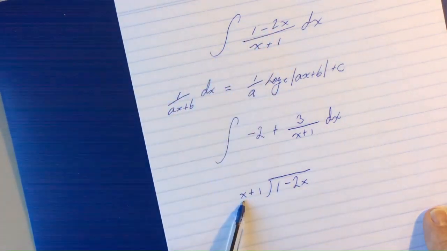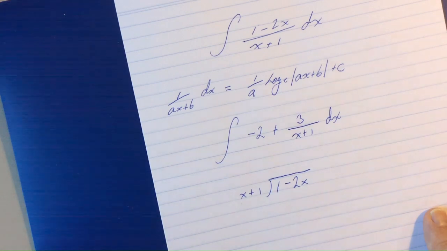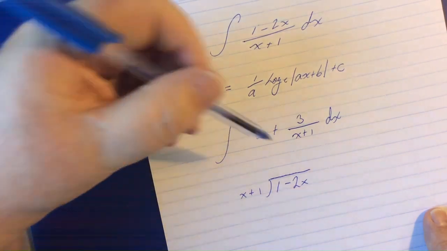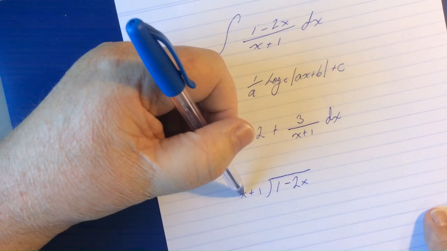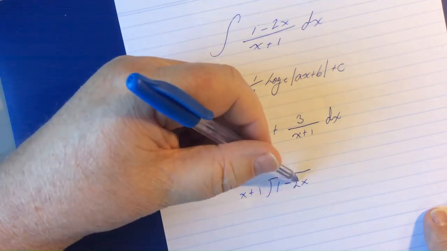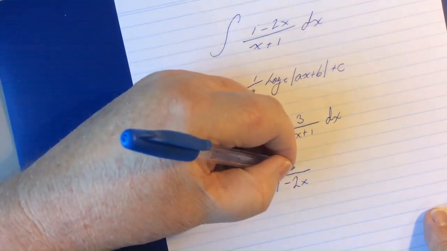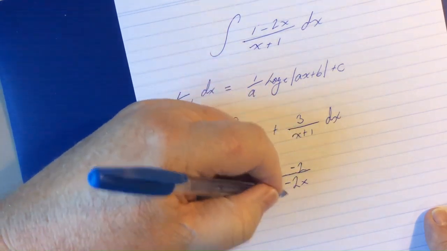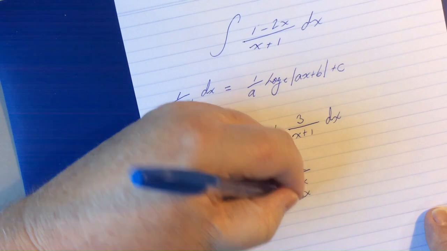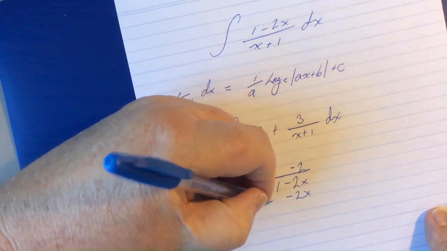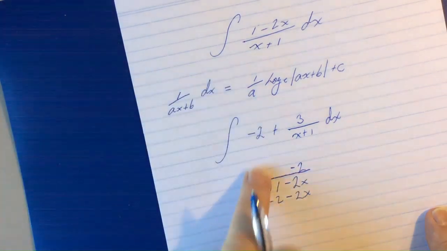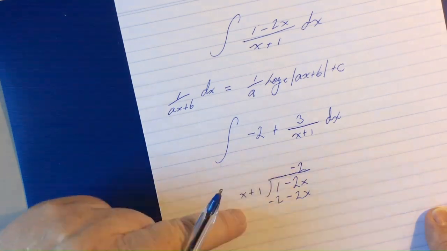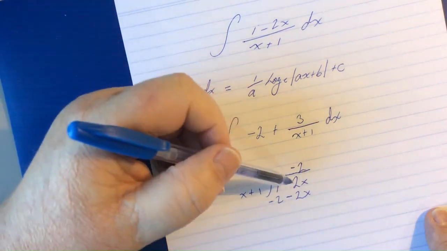If we write it this way and go ahead with the division, we simply ask ourselves, what do we have to do to x to get -2x? And the answer is that we multiply it by -2. And what that gives us is -2x minus 2.